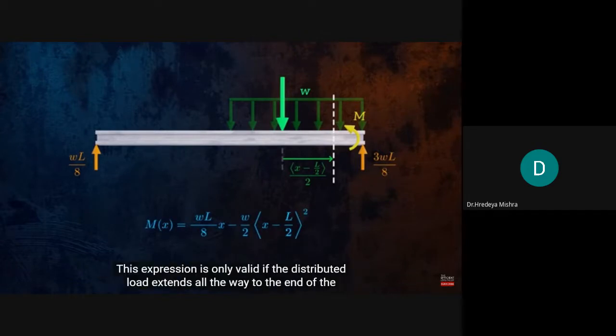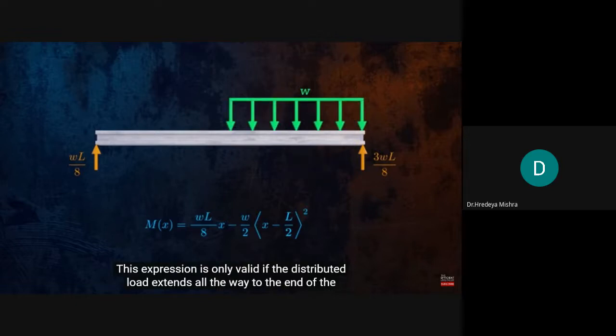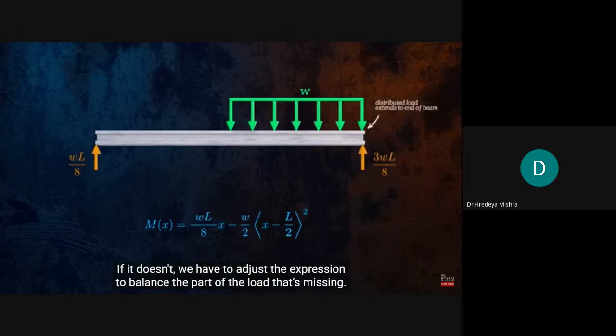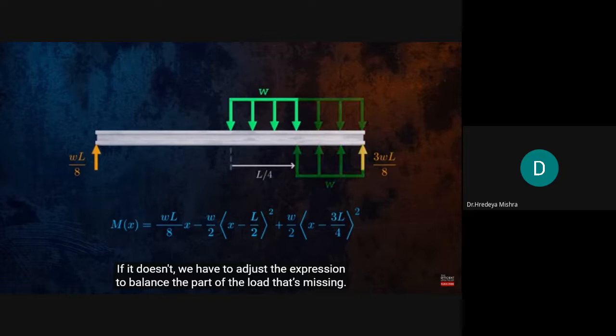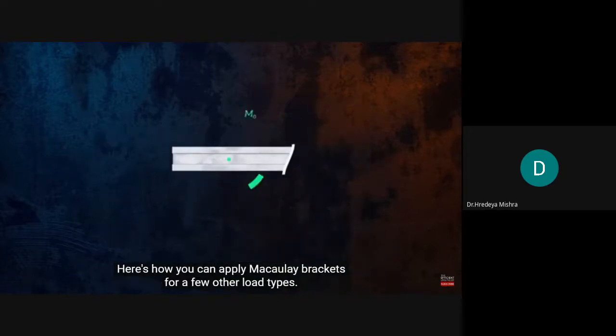This expression is only valid if the distributed load extends all the way to the end of the beam. If it doesn't, we have to adjust the expression to balance the part of the load that's missing. Here's how you can apply Macaulay brackets for a few other load types.